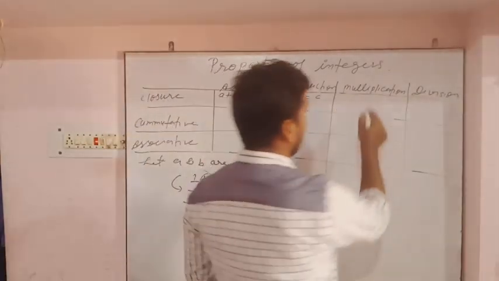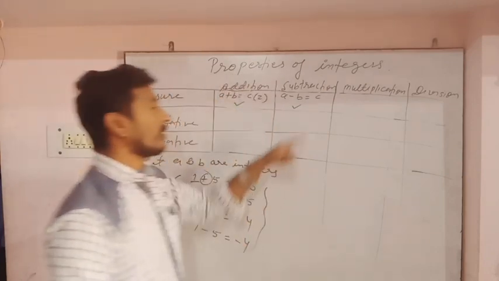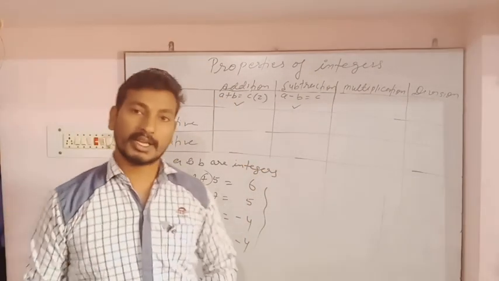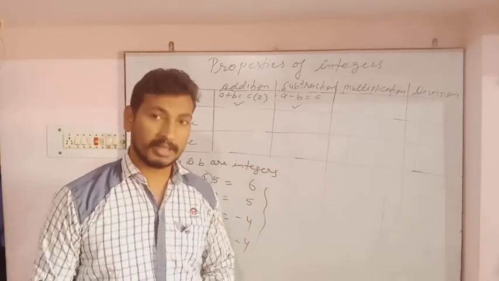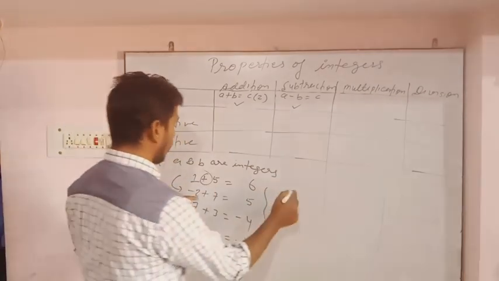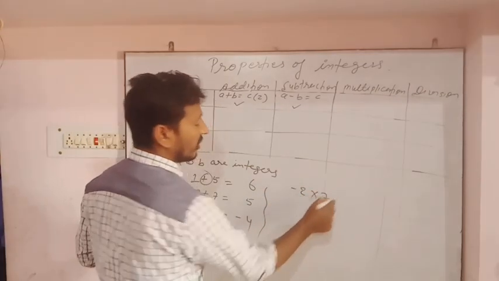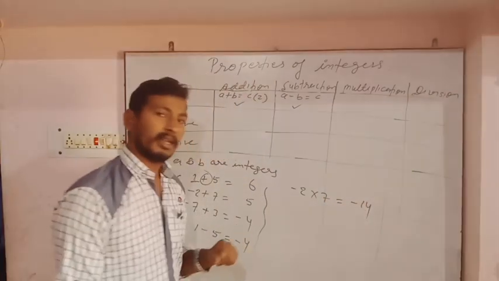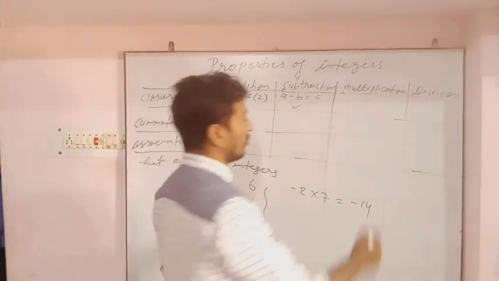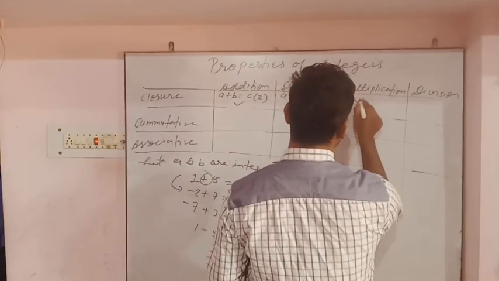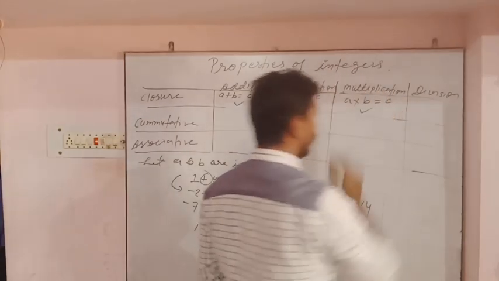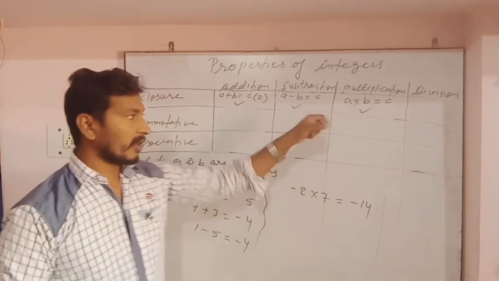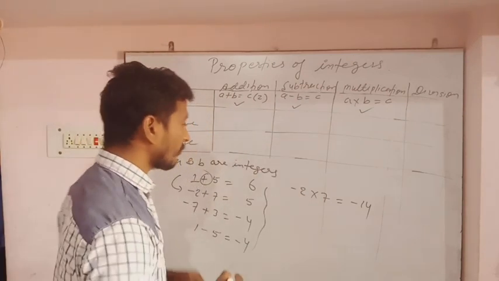Now multiplication. This property says that the product of any two integers is an integer. So again, if -2 and 7, these are two integers, and we are multiplying, then we are getting -14, which is also an integer. So this is also true. So this property is a into b is equal to c, where c is an integer. Now division.